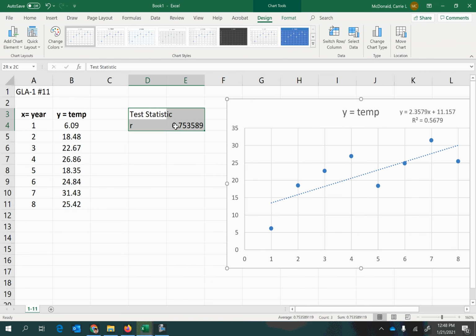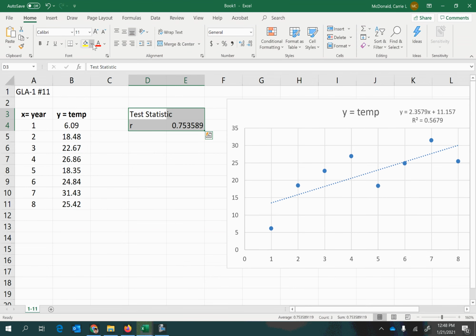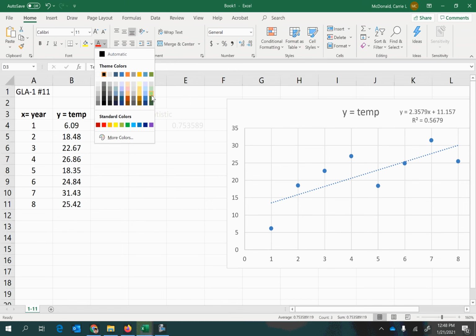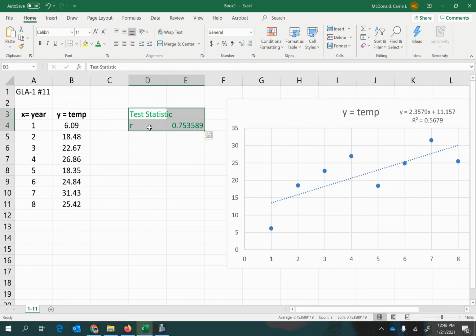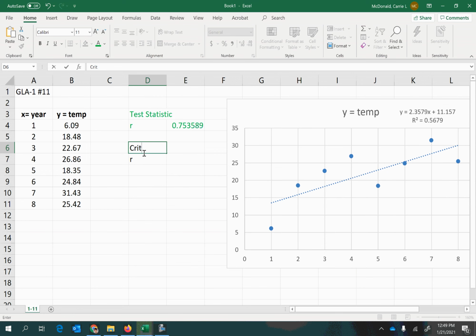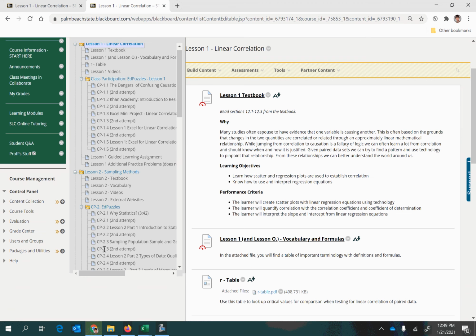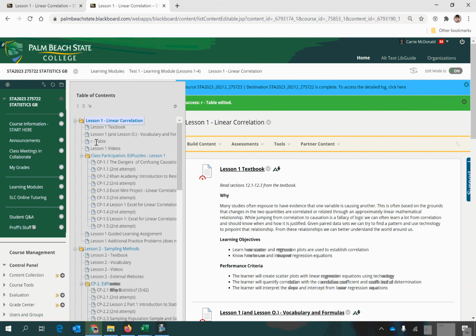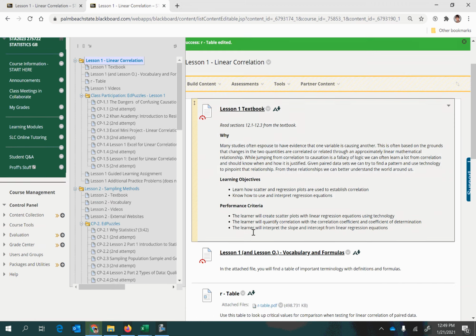So I'm going to color code a little bit here so we can keep some things straight. First of all, the test statistic is from our data and we calculated it. This other value that we're going to find is also called R, but it's not a test statistic that is calculated from the data. It's a comparison value, which we call a critical value, from a table. Now that table is in your packet for test 1. It's also linked here under the lesson 1 linear correlation learning module. So let's go ahead and open that up.